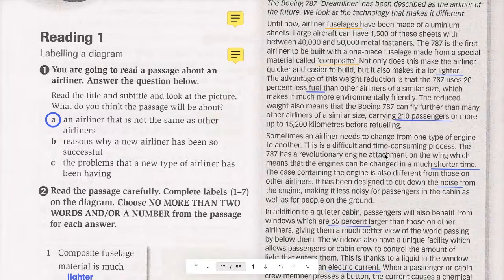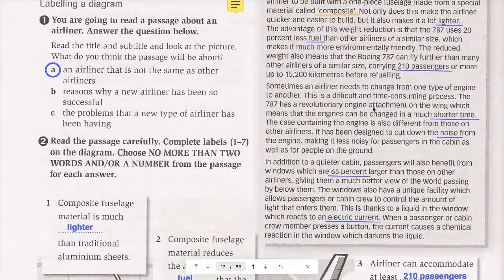Where is that? There are two. Line number? Oh, here. Line number 3. The 787 has a revolutionary engine attachment on the wing. I mean, stick to the wing, right?